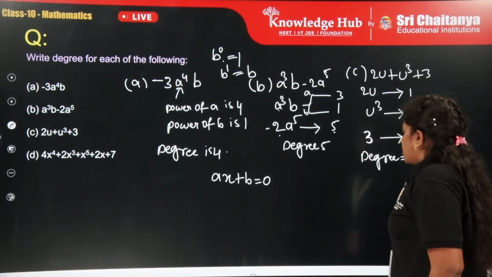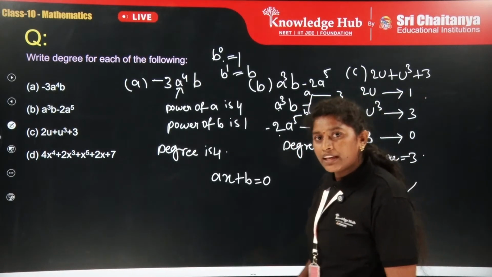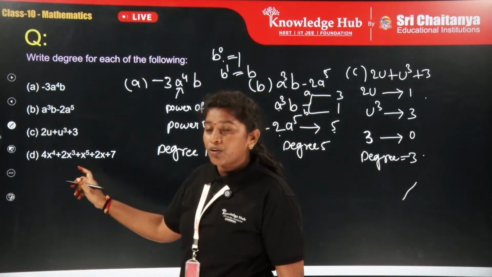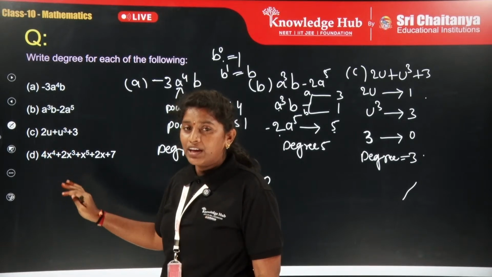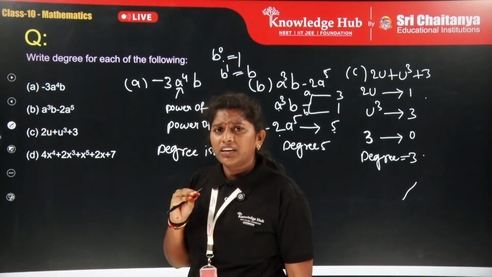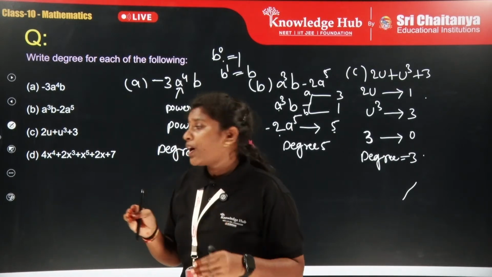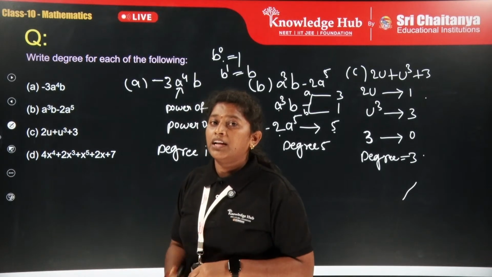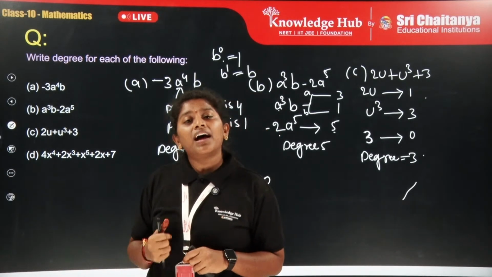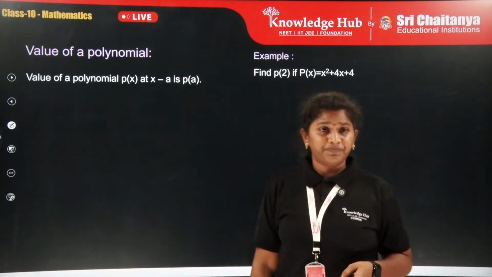So can I give the next question as your homework question? But be careful about the fourth question, because if you first look at the 4x power 4, you can think that that is the power. It is not mentioned anywhere that we have to start with the highest power. So you have to compare each and every term in the polynomial. Then only you can understand what is the highest power of the variable. So let's move to the next one.